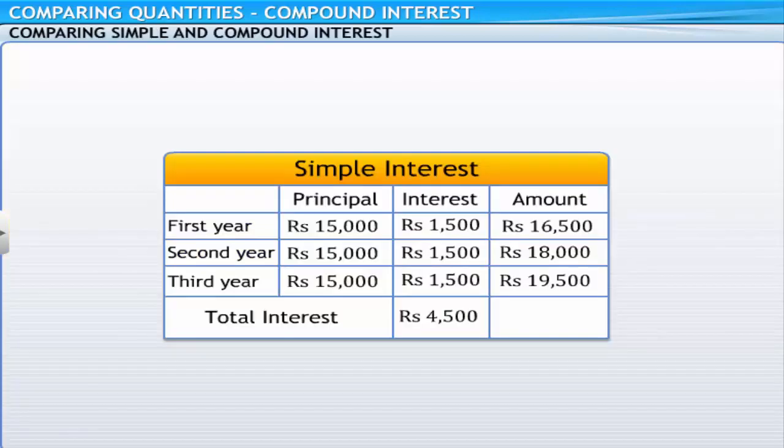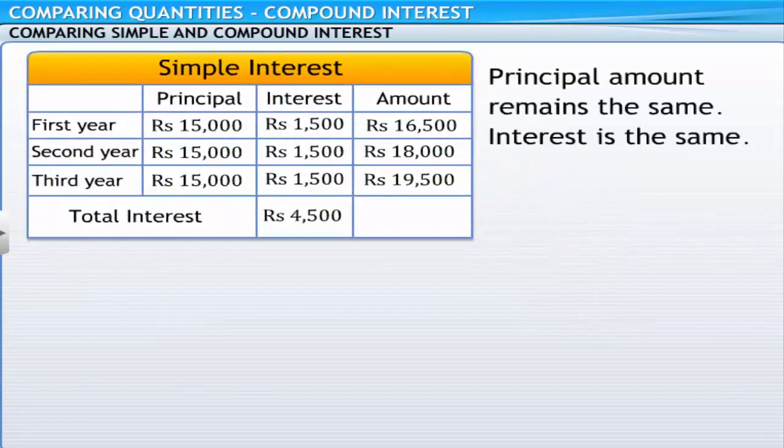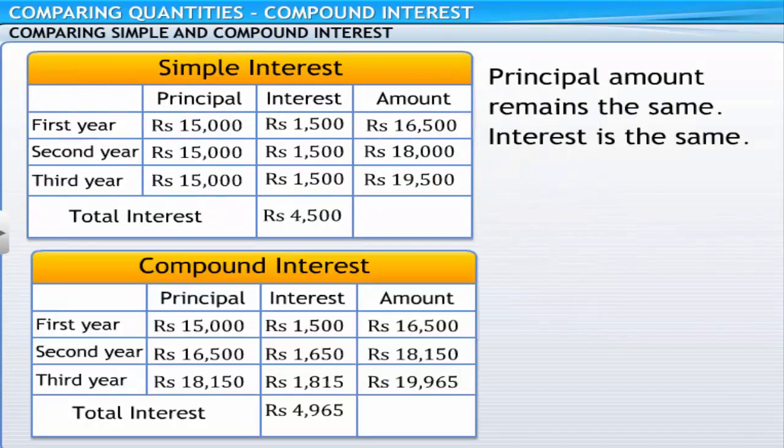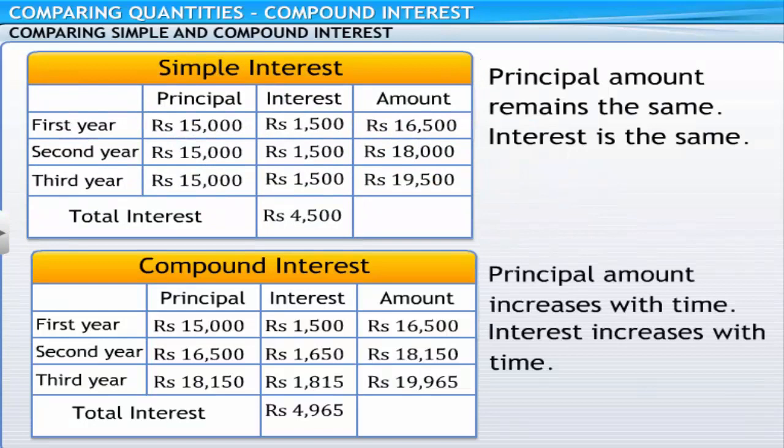With simple interest, the interest is calculated on the same amount of money in each time period, and therefore, the interest earned in each time period is the same. In other words, the principal amount is the same for all the time periods. On the other hand, with compound interest, the interest is calculated on more money during each time period, and therefore, the interest earned in each time period increases. The principal amount increases for each time period as the interest payable is added to the principal.